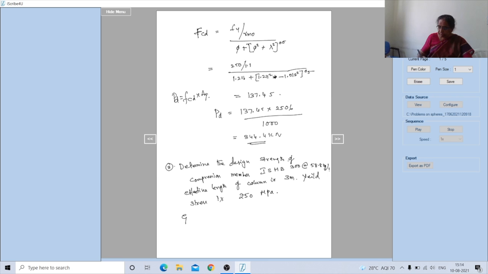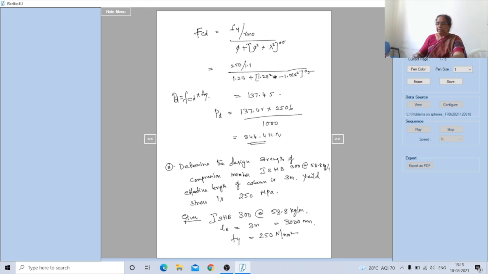So what are the given things? I'll write them down. ISHB 300 at 58.8 is given. This is the number he has given, and you should know what is the design compressive strength to calculate. Then he has given the L effective as 3 meters, that is 3000 in millimeters, then Fy is 250 newton per mm squared. This is the given data. And how to calculate the design strength?